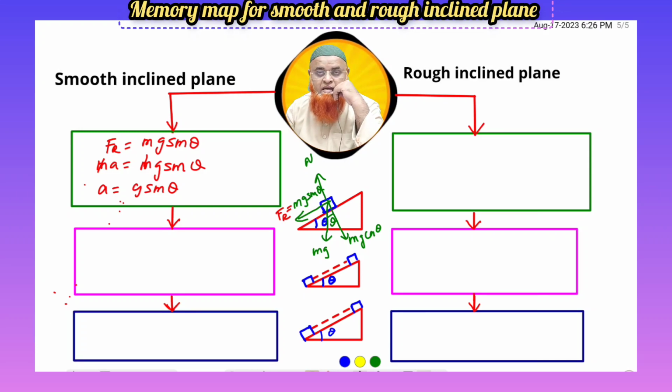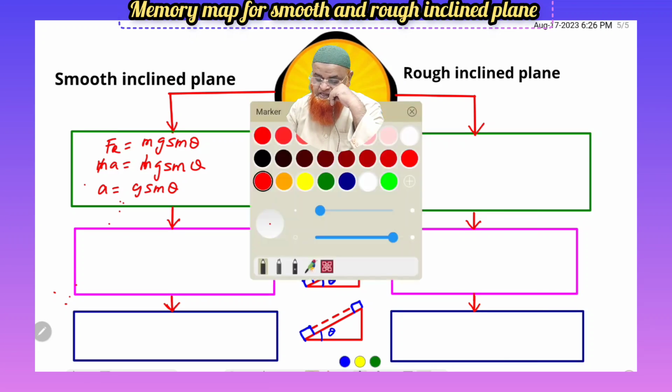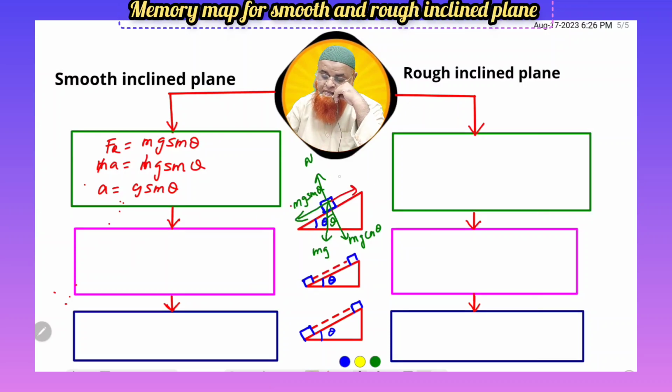Next, in a rough inclined plane, apart from mg sin theta, you will observe that frictional force is also acting here, which is equal to mu into N. Okay, so what is N here? You all know that N is equal to mg cos theta. So F is equal to mu into N means it is going to be mu mg cos theta.